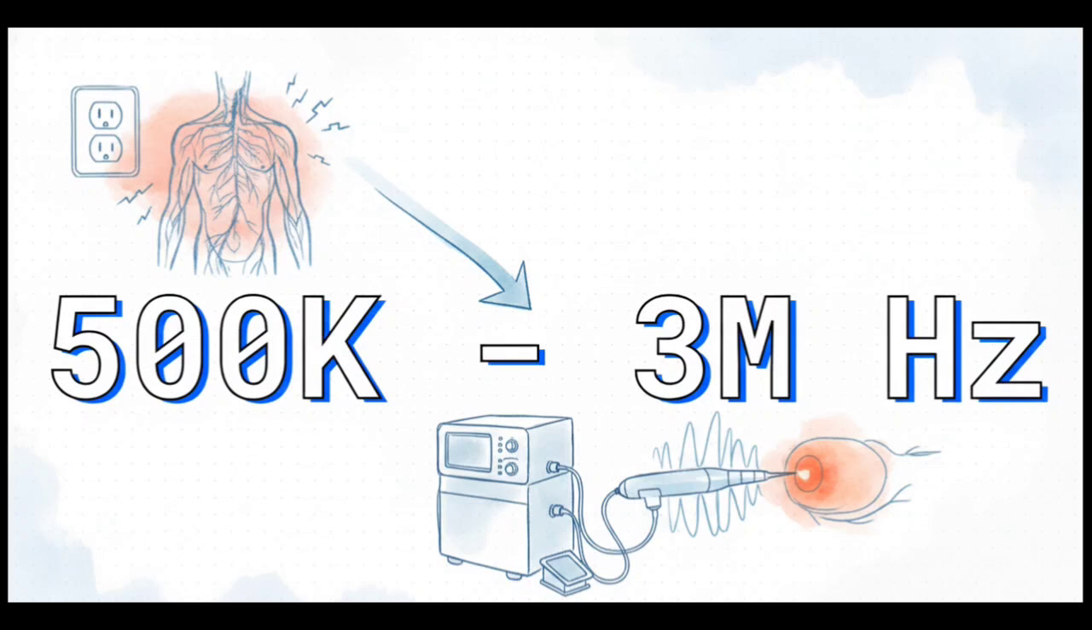Notice this massive jump in frequency. Electrosurgical units convert electrical energy into incredibly high radio frequencies, anywhere from 500,000 to 3 million hertz. That is way above the 10,000 hertz nerve stimulation threshold. By operating at these massive frequencies, the current safely bypasses the nervous system altogether and converts pure electrical energy directly into thermal heat right inside the target tissue.